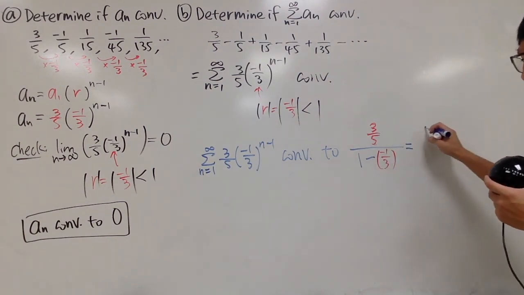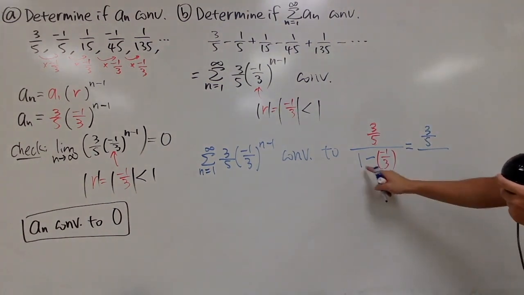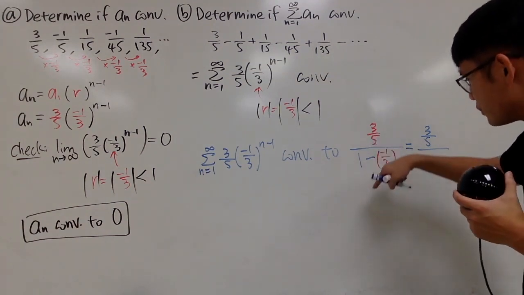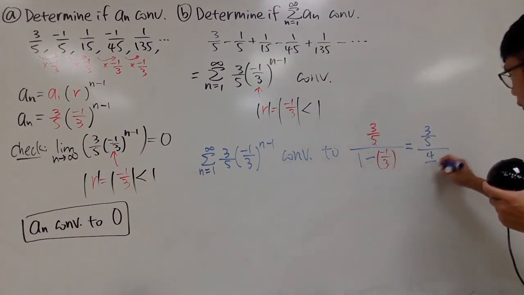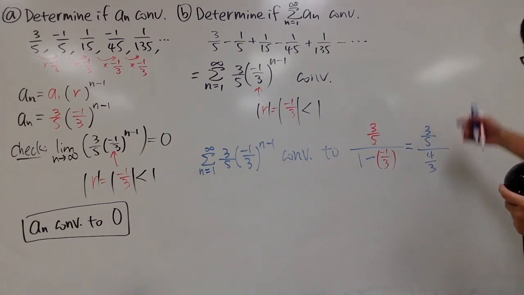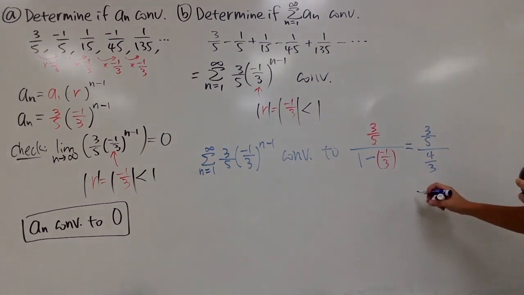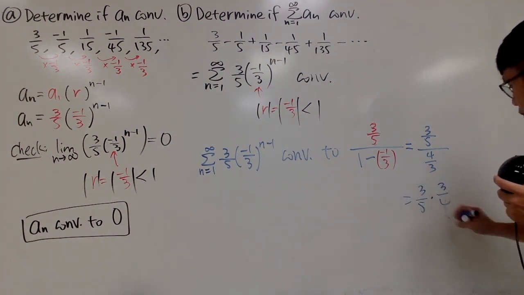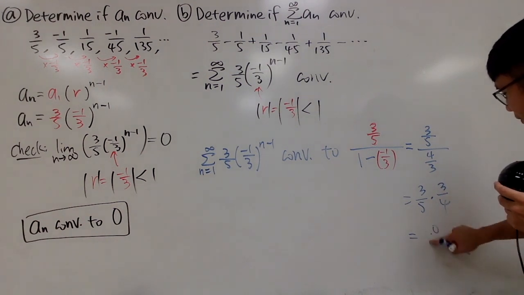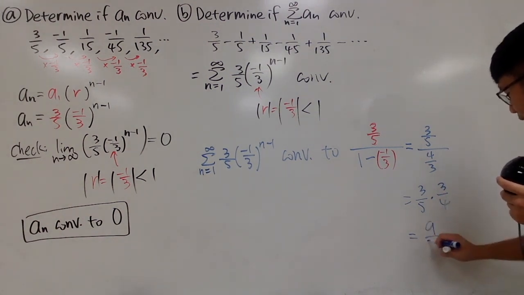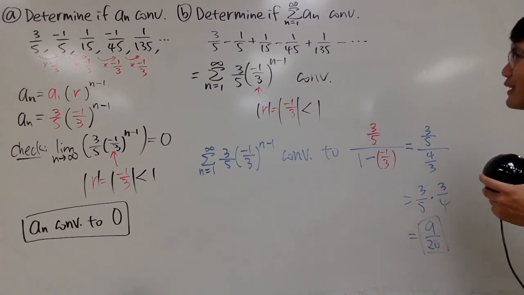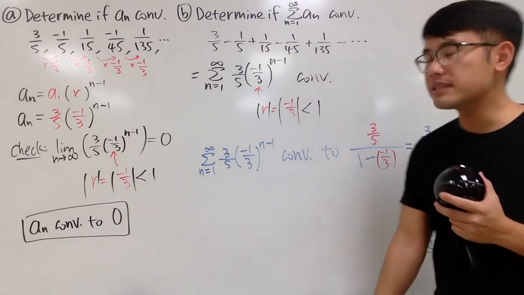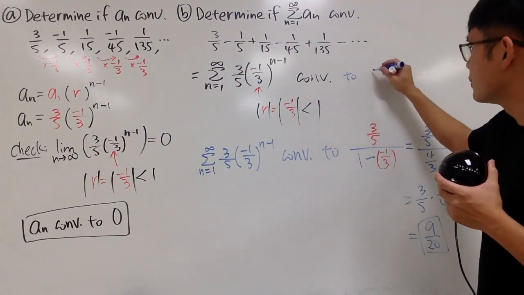And then we just do the little fractions. So this right here is just 3/5 over, this is like saying 1 plus 1/3. So this is like 3 over 3 plus 1/3, which is 4 over 3, right? And then you just flip this, and you get this equal to 3 over 5 times 3 over 4. So do your little fractions, and you get positive 9 over 20. So that's it. This right here converges, and in this particular case, we also know that it converges to positive 9/20.